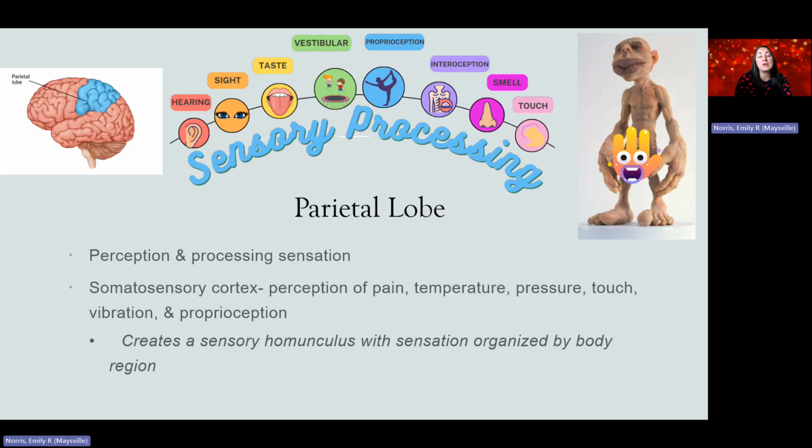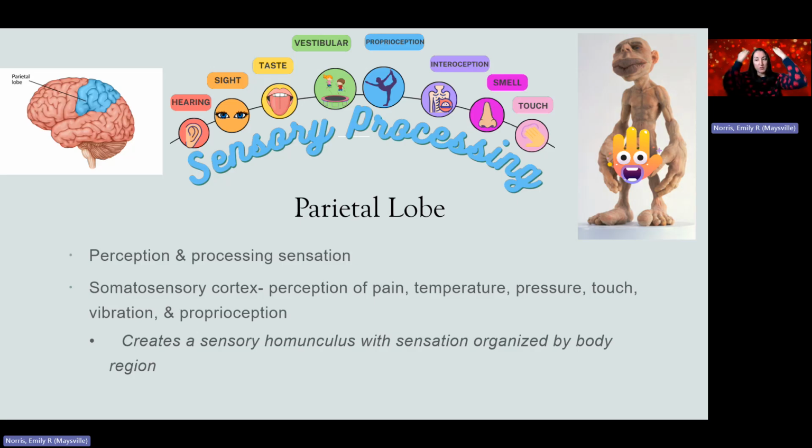With the parietal lobe, this is your perception and your processing center. So it helps you perceive sensation. So it helps you feel pain, temperature, pressure, touch, vibration, proprioception. Remember, proprioception is that awareness of where your body is in space.